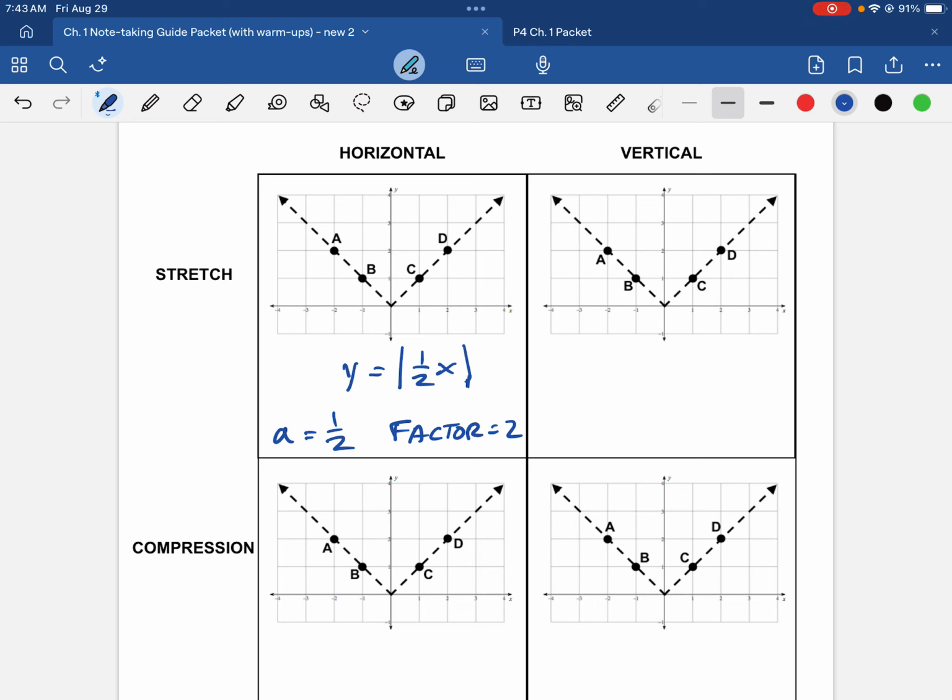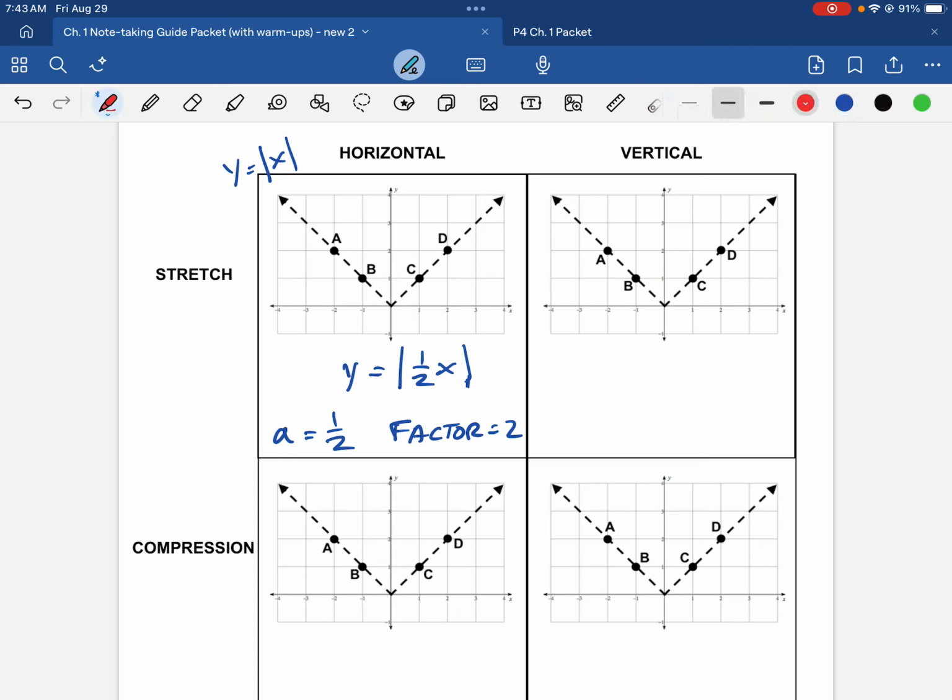Okay, so if I'm graphing y equals absolute value of 1/2 x, what I already have graphed here is this, just to be clear about that. So now let's graph on the same graph. I'm going to graph absolute value of 1/2 x. So I'm doing a horizontal stretch. Okay, since my factor is 2, that means these 4 points, A, B, C, and D, are going to stretch horizontally. So they're going to go all out like this. They're all going to come out, okay?